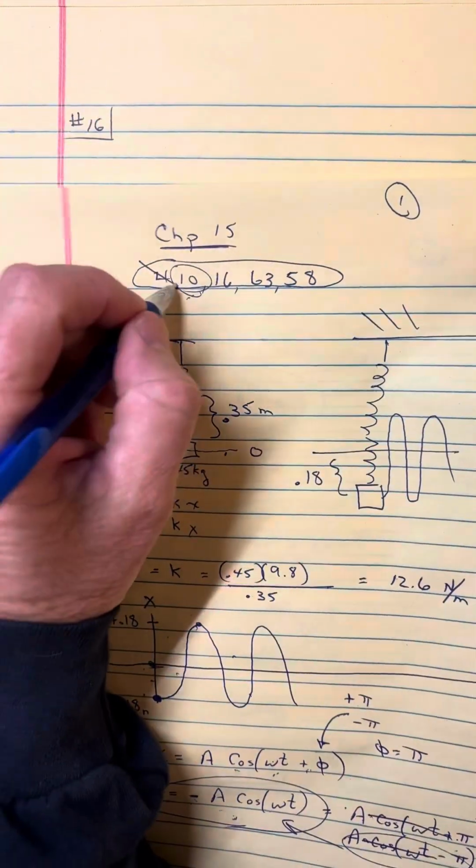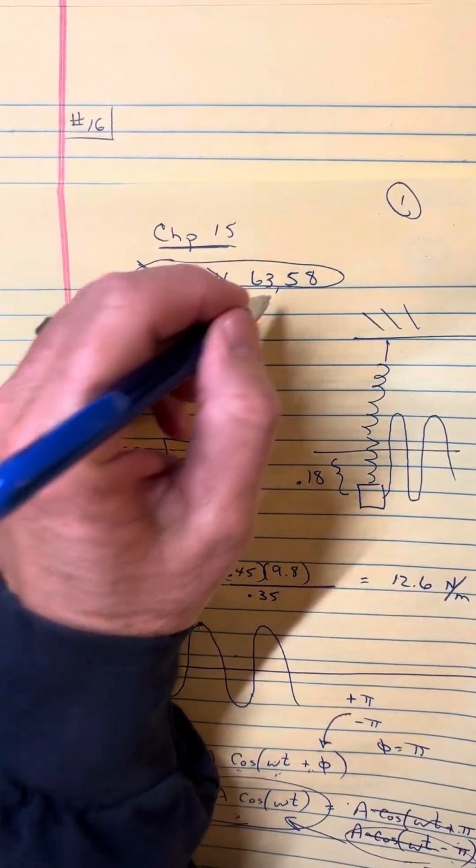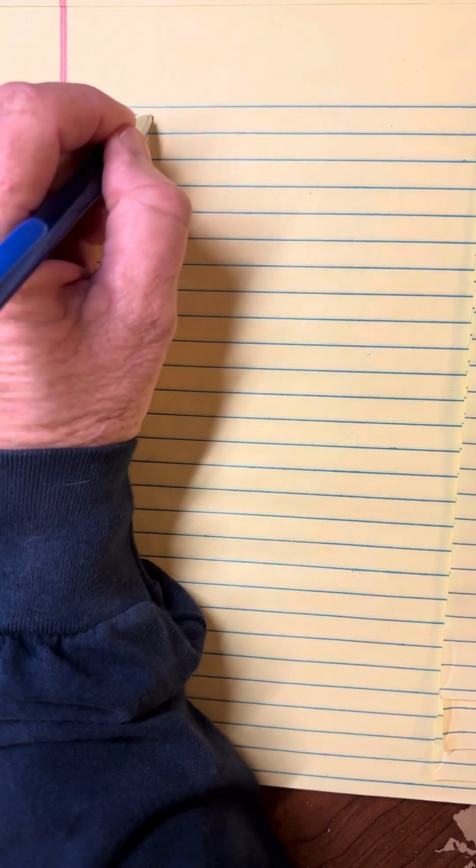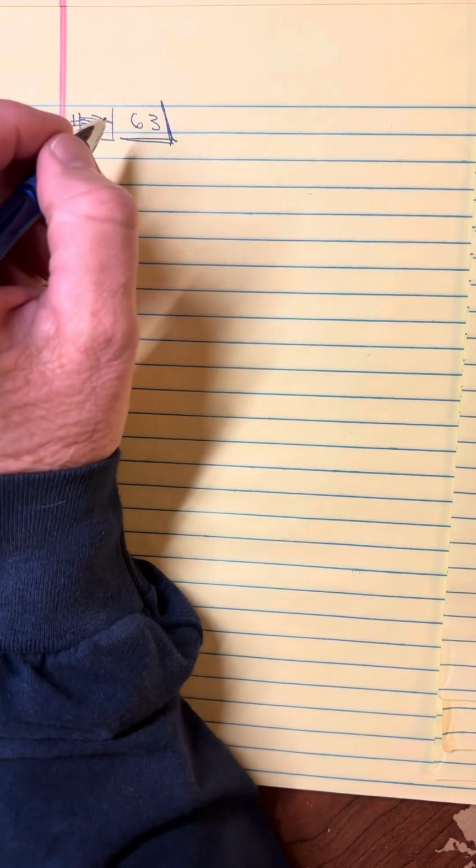Nice. All right, let me look back here at the beginning. So we've done 3 so far. Number 4, number 10, number 16. All right, let's go over to number 63.